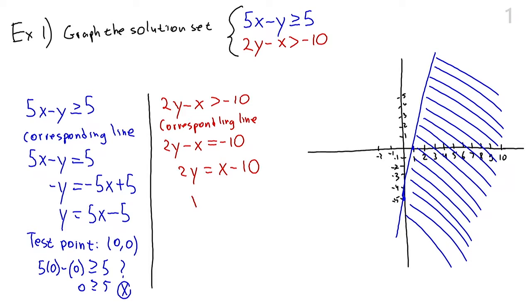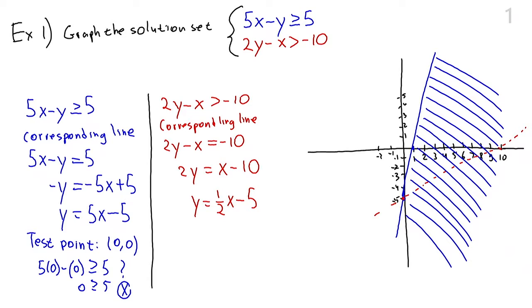slope-intercept format, and we see that the slope is 1/2, and the y-intercept is also -5. So the y-intercept is -5, and the slope is 1/2, so it will have a rise of 1 for a run of 2. And this is a dotted line because this is a strict inequality.